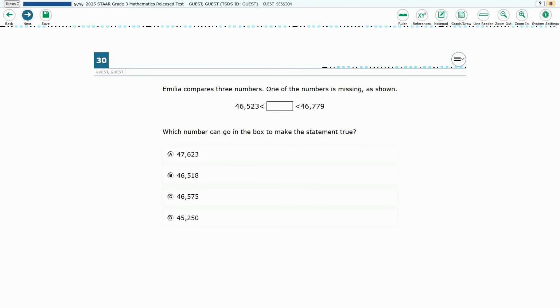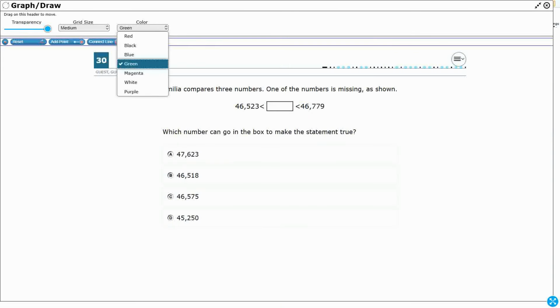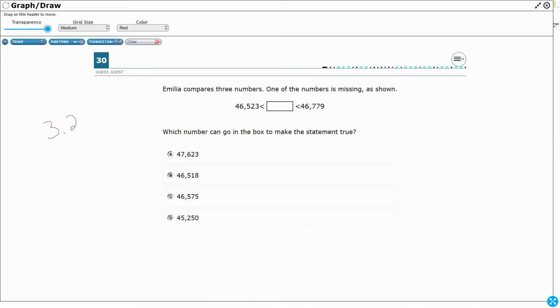Our final question is number 30, 3.2D. We are comparing and ordering numbers, and we need to find a number that can go in this box. All right, so we're comparing three numbers, and let's just look. So our larger number is going to be this right here. So it's reading in order from left to right, from smallest to largest. So I'm just going to kind of write like this. I want to put my largest up on top.